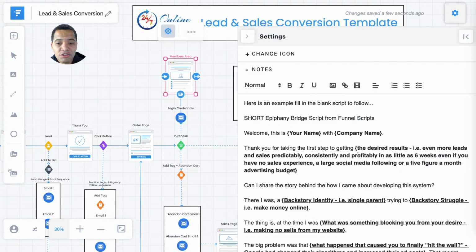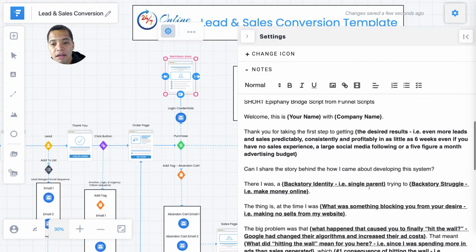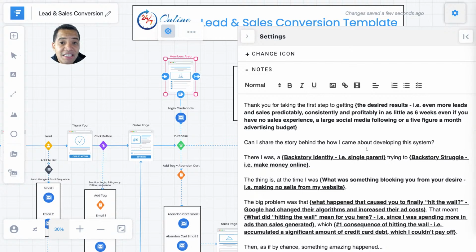So can I share the story behind how I came about developing this system, the Marketing Funnel Profit System? Years ago, I was a single parent. So you're going to give your backstory identity. Whatever it was before you became who you are, you might be a college dropout, a high school dropout, or a heavy smoker, whatever it is.